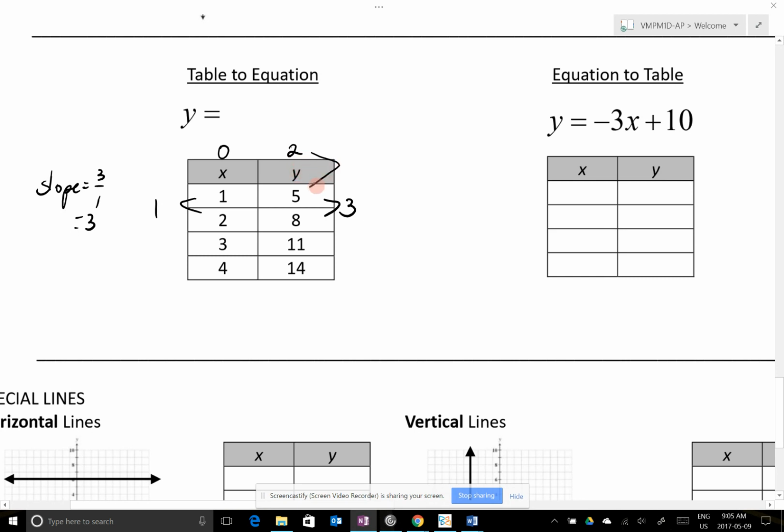Okay, so again, the difference between 2 and 5 should be 3. The difference between 1 and 0 should be 1. Right, this is all 3. This is 3. This is 1. This is 1. For a line, they should all be the same. So for my equation, I'm going to have y equals 3x because my slope is 3, and my y-intercept is 2, so I put plus 2.